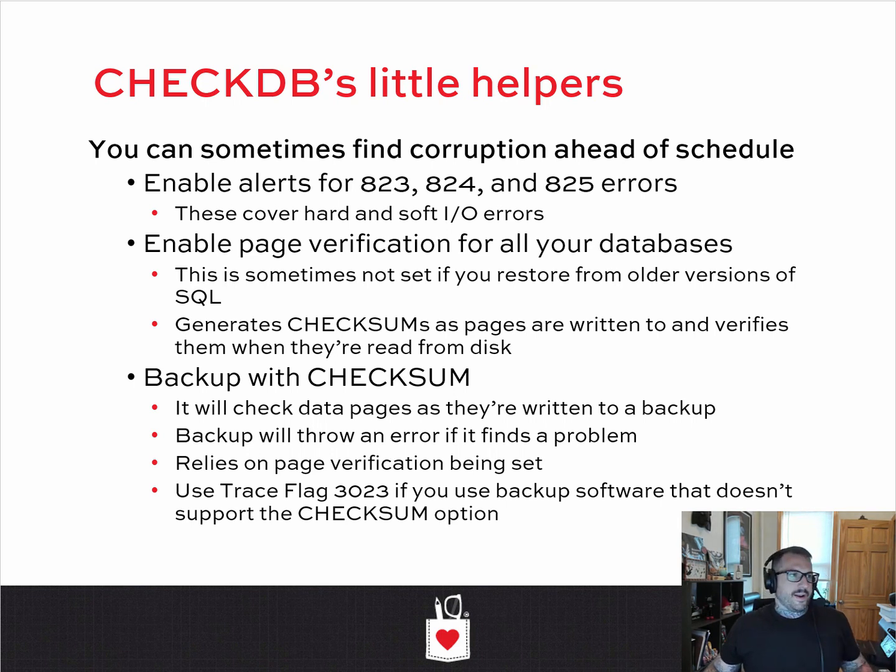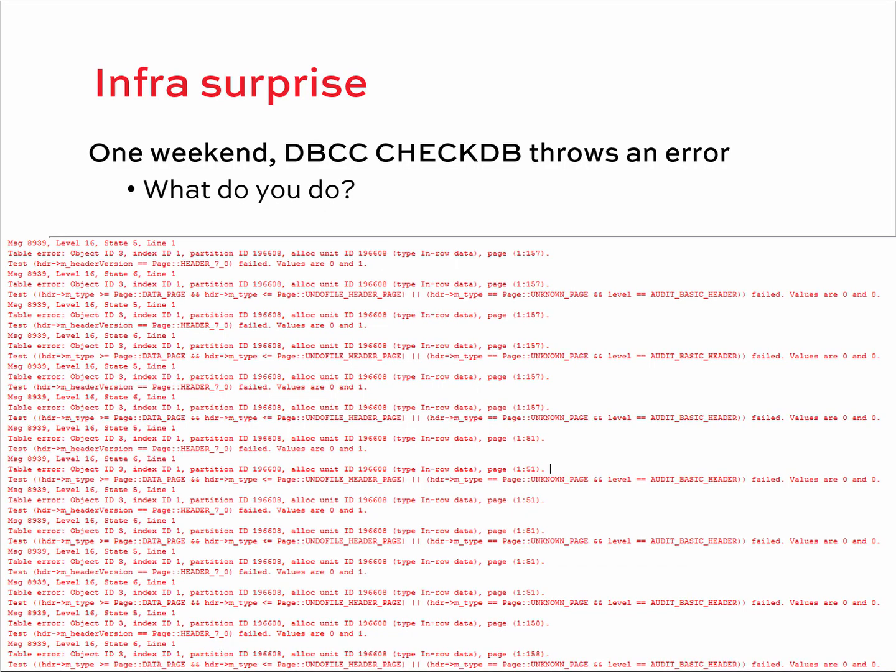Corruption errors are scary enough on a regular sized database. On a very large database, you really just get more errors. More stuff usually goes bad. The damage is usually more widespread. One weekend you run CHECKDB and say you get an email that looks something like this from your job failure email. But look at this mess. What does this mean? Object ID 3, index ID 1, partition ID 1990 something 08.